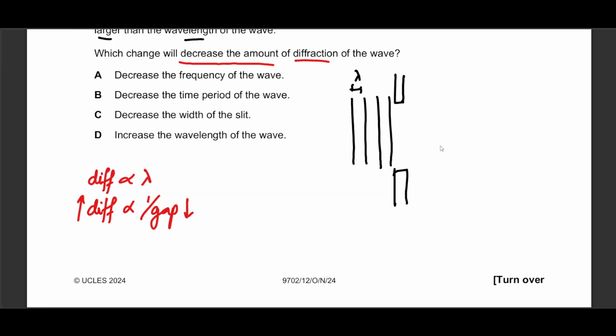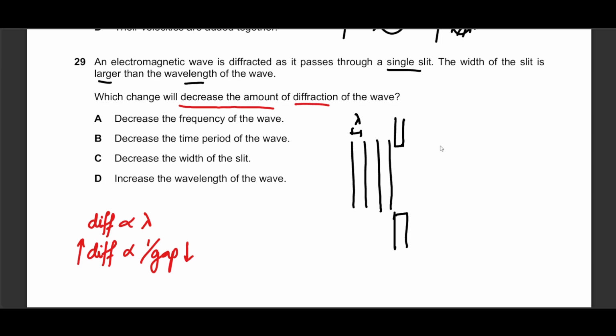But we're not interested in the gap width because we're not changing that. We are actually interested in the wavelength or the frequency of the wave. So, v equals f lambda. Since it's an electromagnetic wave, the speed of the wave will be constant. It's not going to change. Whether it's a water wave or a sound wave, the speed is the only constant variable between them, right?